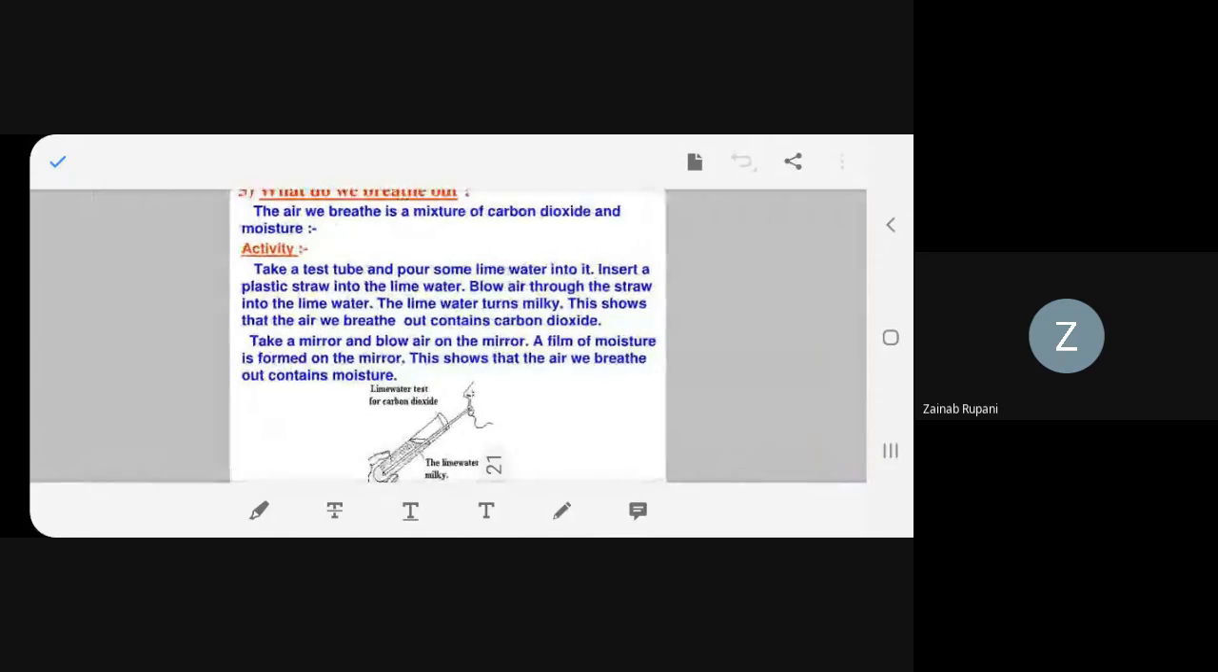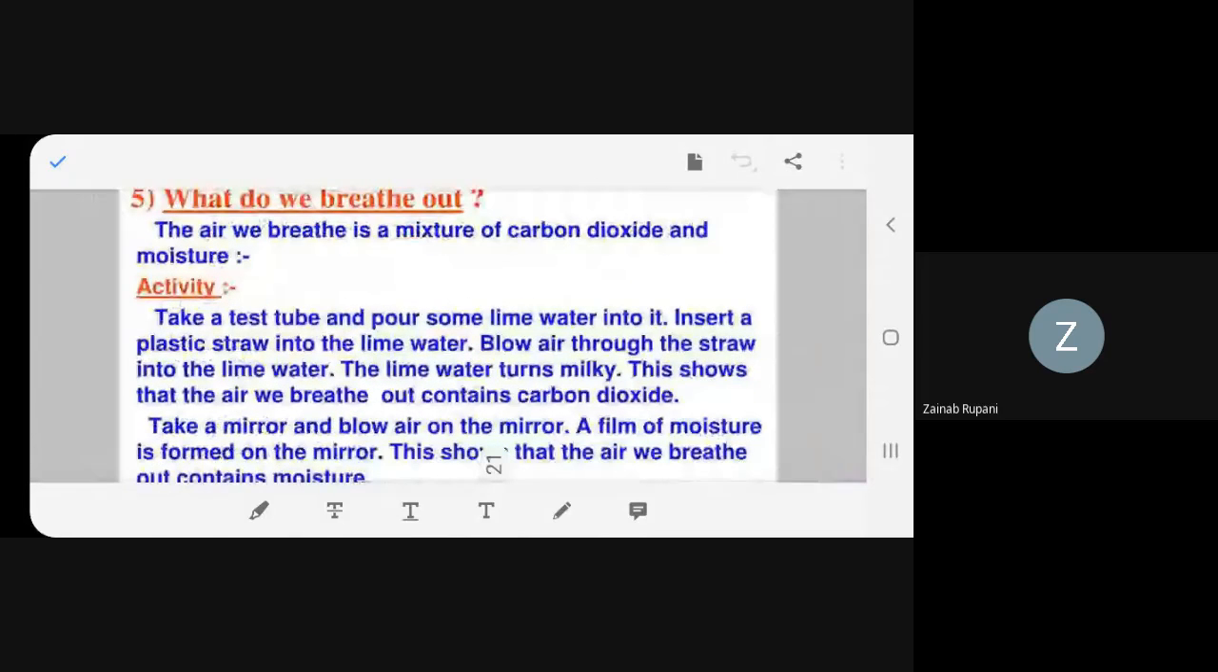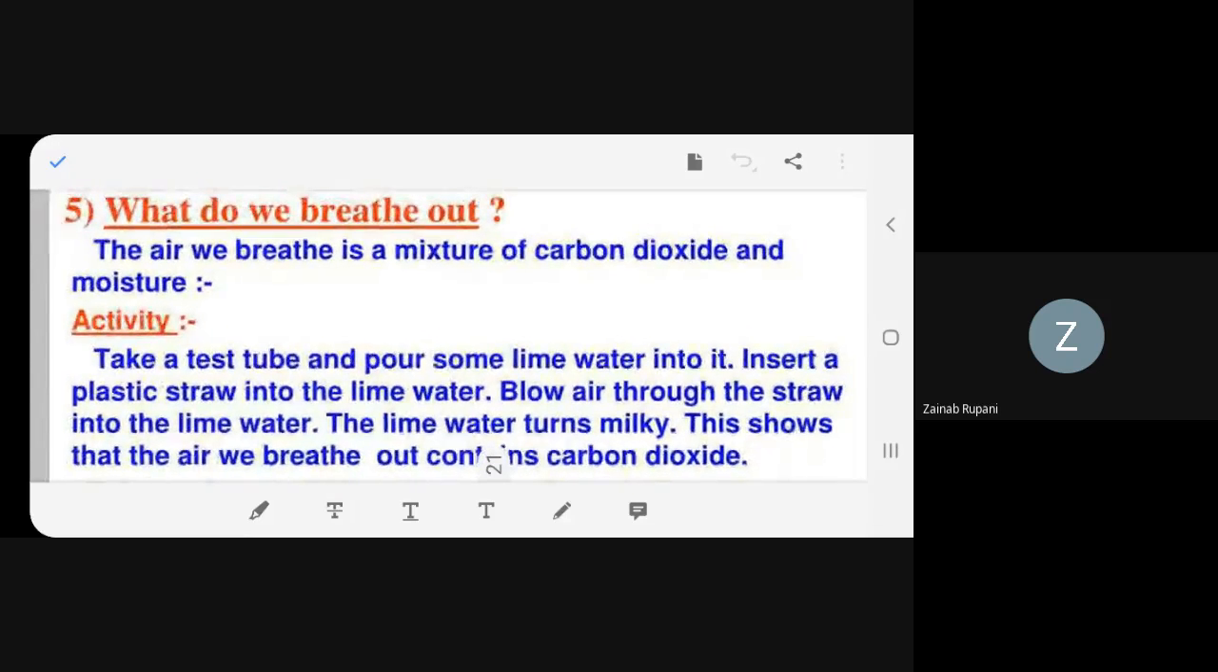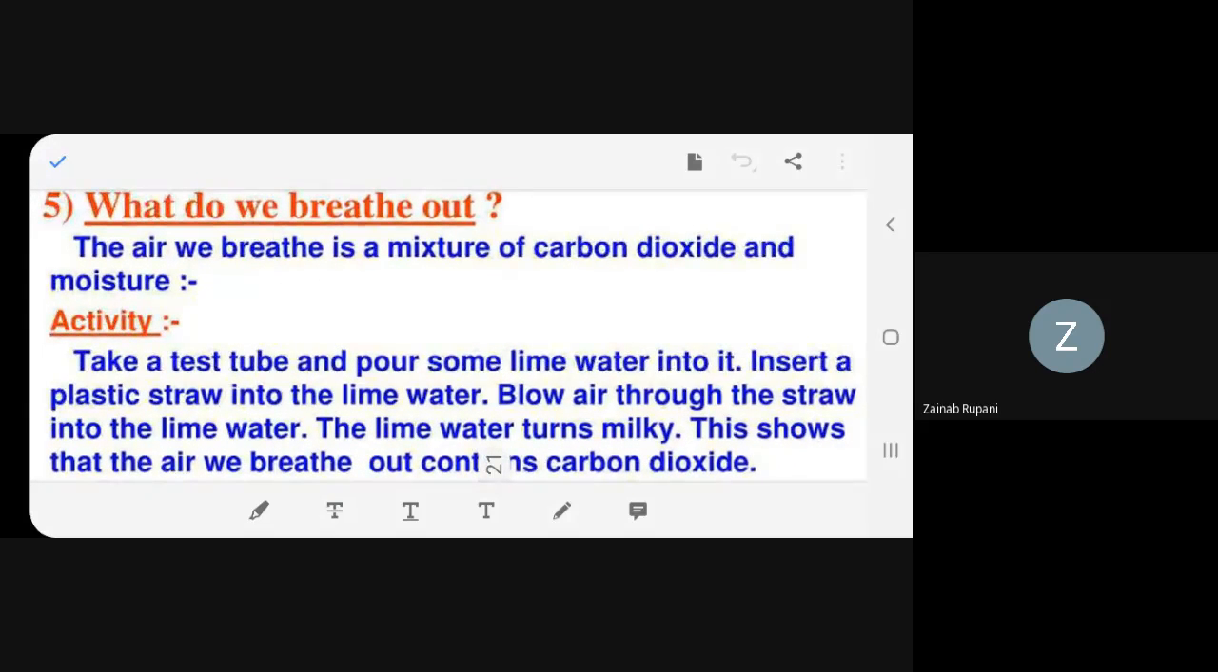Now let's see, it's an activity. What do we breathe out? How do we know what we are breathing out? Please read. Read better.